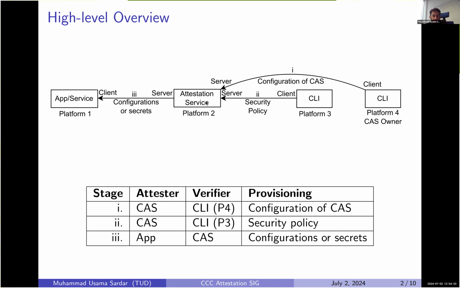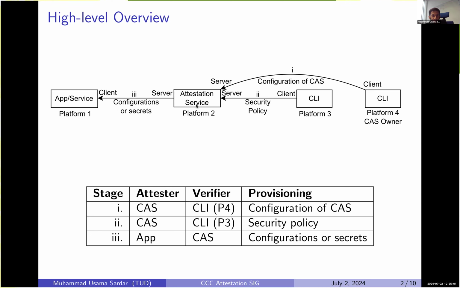Similarly, in this case, on the top of the arrows, you see the TLS roles. That is, this entity will act as the server and this entity will act as the client, because we are talking about attested TLS, so this is the TLS terminology. And from the second stage, what we have is CLI as the client and attestation service again as the server. And after successful attestation, it will pass on the security policy.